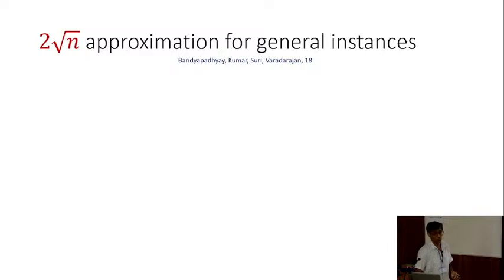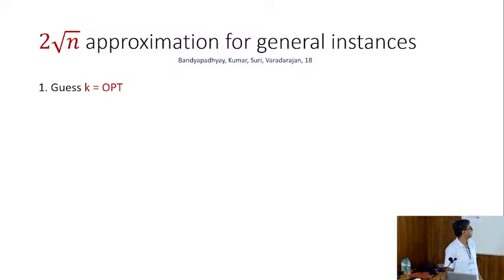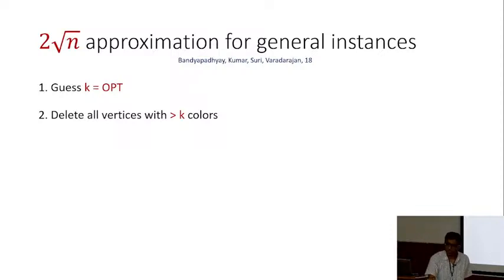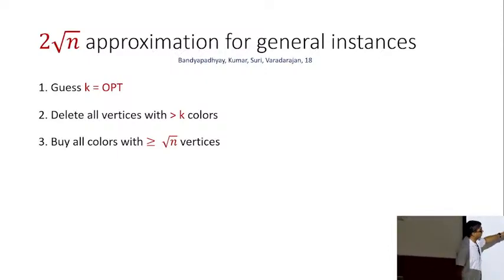Okay. So here's a 2 root n approximation for general instances, which I find cute. You first guess the number of obstacles that you want to remove. Then you delete all vertices with at least k colors, because you cannot buy that vertex, since the union of colors from this vertex alone will be at least k. So just forget those vertices. Then buy all colors with at least root n vertices. Any color that appears on at least root n vertices, take that color as a part of your solution, or delete those. How many vertices will you delete?